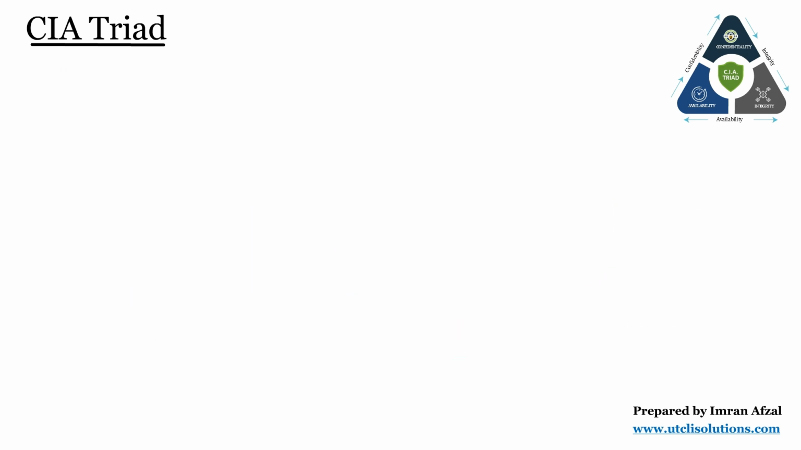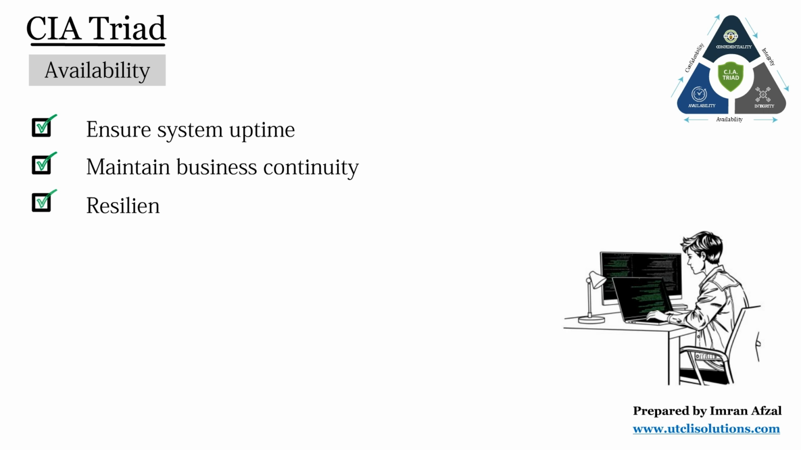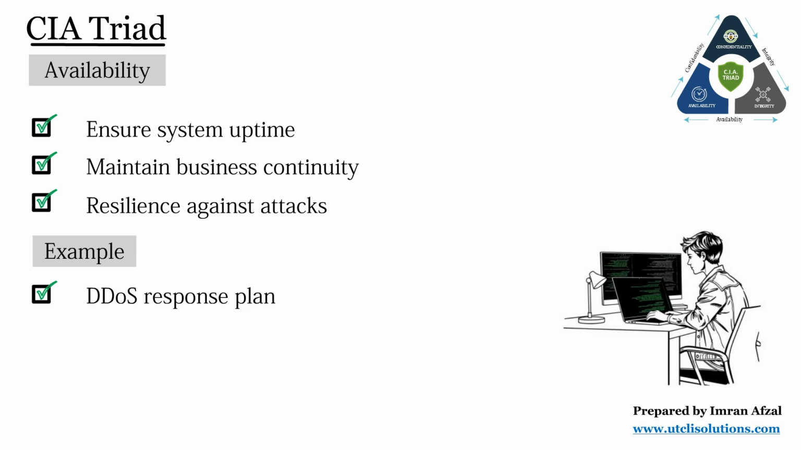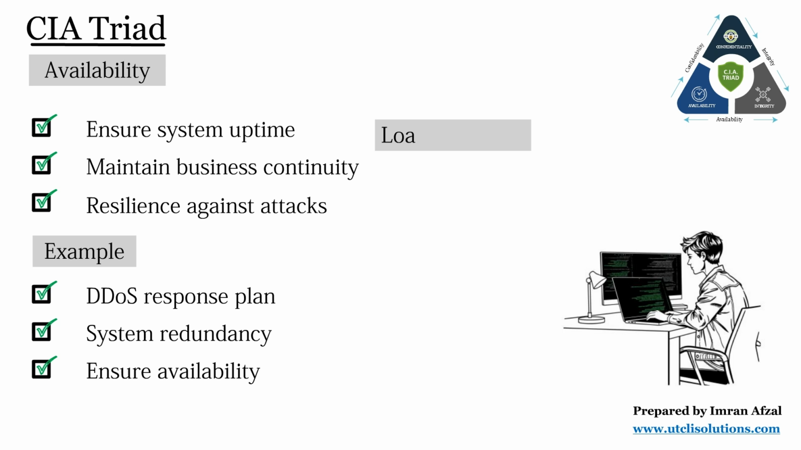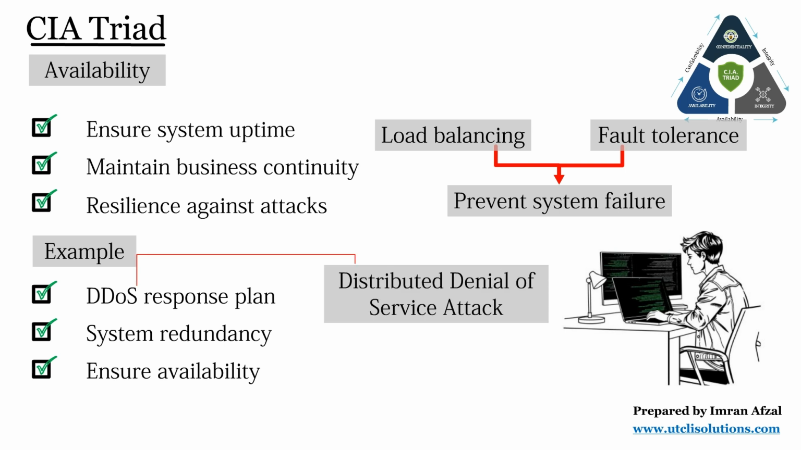Availability. For availability, it's about ensuring that systems are up and running so business can continue running, even during an attack. Creating a DDoS response plan and having redundancy in your system ensures availability. Load balancing and fault tolerance also keep systems from failing. Don't bother about the term DDoS. It stands for Distributed Denial of Service attack. It is one of the network attack types. Interestingly, we will cover this along with all the other network attacks in this course.